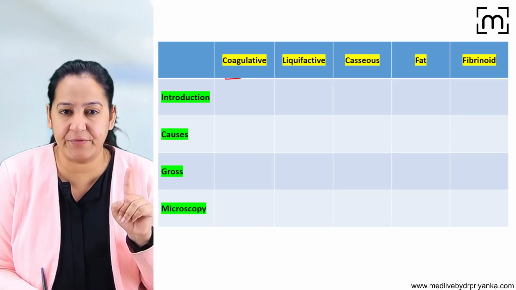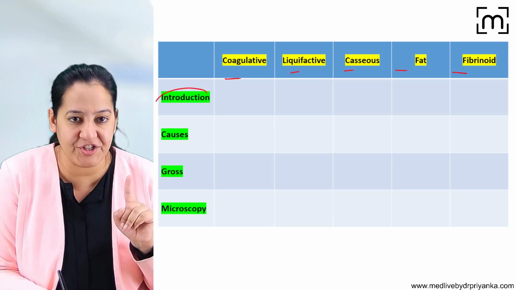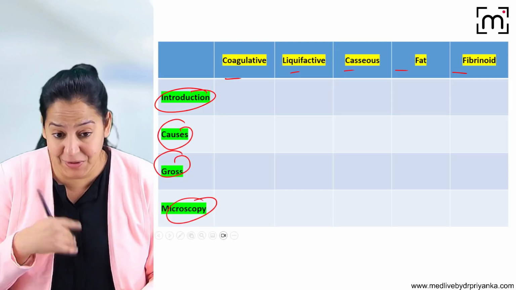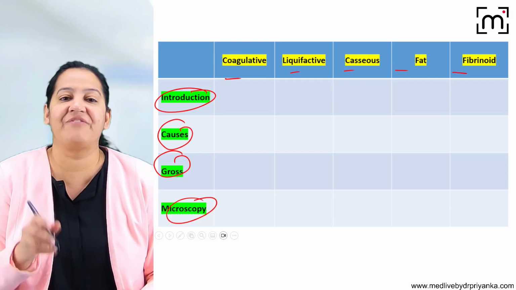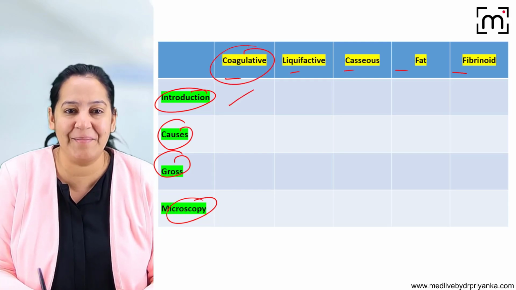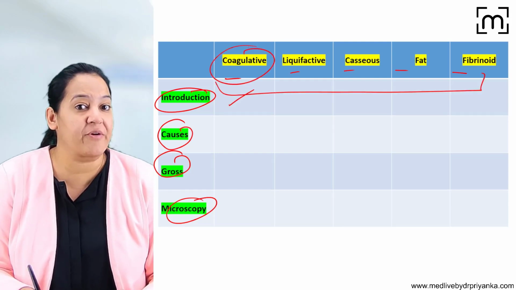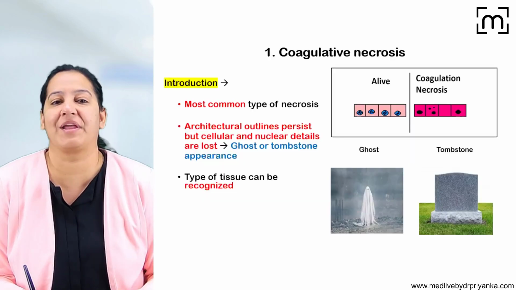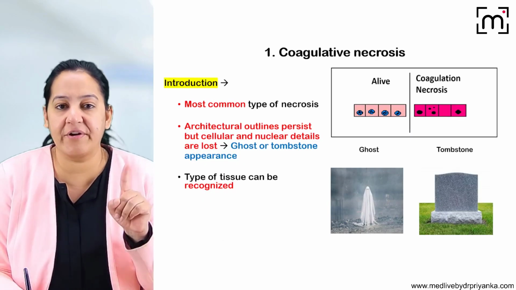For each of the 5 types of necrosis, I will tell you the definition, then the causes of each of them, the gross and the microscopy. I will also fill this table with you. So let's start with the first one, coagulative necrosis. Among the 5 types of necrosis, this one is the most common. Among the 5 types, the first one is the most common, that is coagulative necrosis.